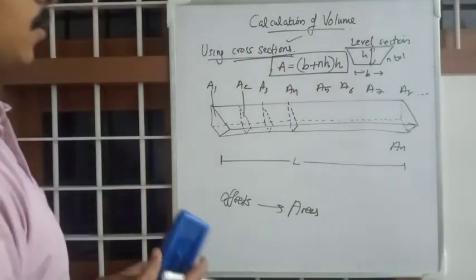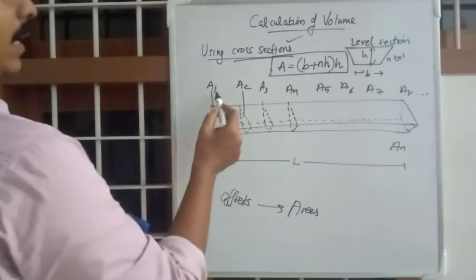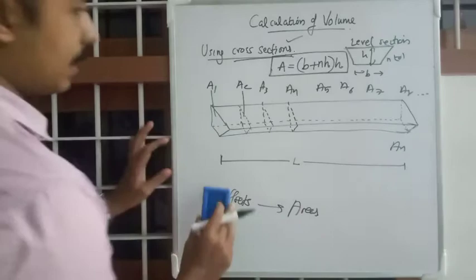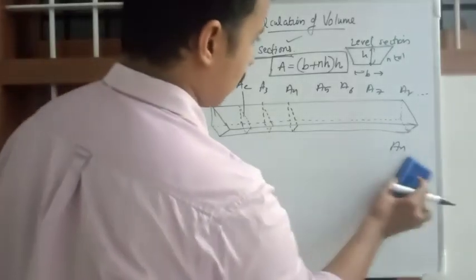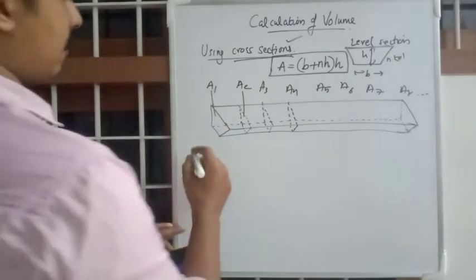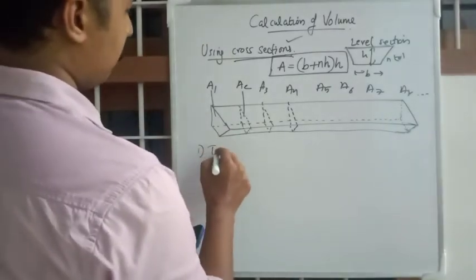As the next step you will be calculating A1, A2, A3, A4, A5, A6, etc. Then as a result, as I said earlier, you can have two equations. First one, trapezoidal equation.